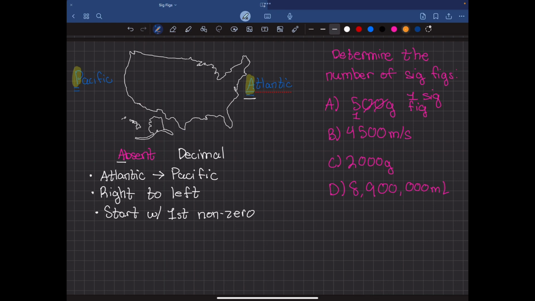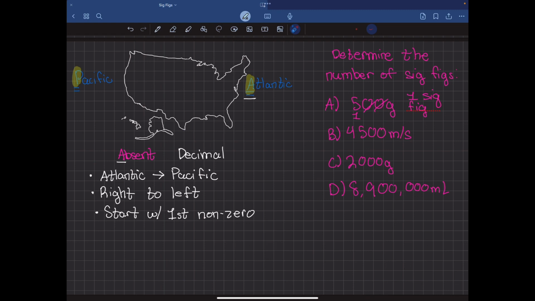Change my color on this next one. Now, let's look at this number, 4,500 meters per second. Now, same thing. Let's scan this entire number, and we notice there's a decimal absent. Remember, absent, A, Atlantic. Another sign for us to read from right, or the Atlantic Ocean, going towards the Pacific, or reading it from right to left. So let's start on the very rightmost number, 0. 0 is a 0 number, so we cannot include that. So this one is canceled.